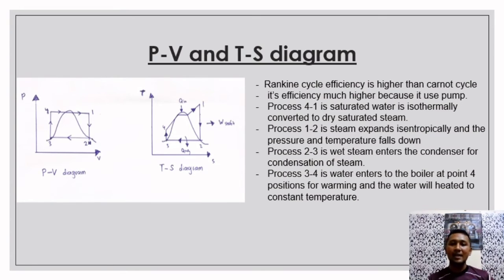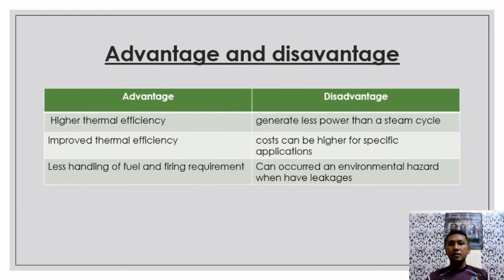And then the last process is 3 to 4, which is water will enter the boiler at point 4 position to warming, or what we call heating the water, to the constant temperature. And at the constant temperature we will get the vapor. The water or the fluid will become vapor phase, and then the vapor will go to the turbine and we will get the output. Okay, for advantage and disadvantage.